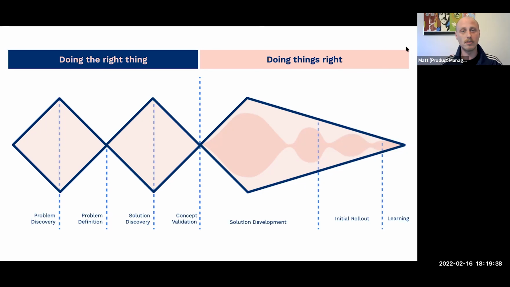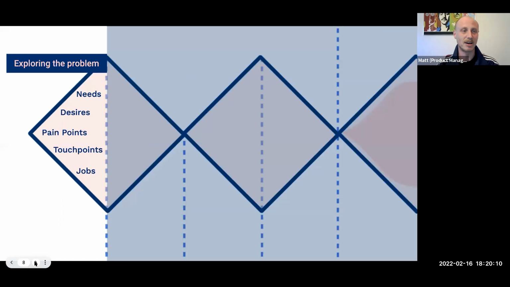There are multiple solutions possible for those problems. In the first diamond, we try to find problems that we can define and find some solutions that are worth pursuing later on. Then in the third diamond, we focus on doing things right. This is where product and development and everything joins. But I will not go into too much detail. Let's focus on the first double diamond and go through it.